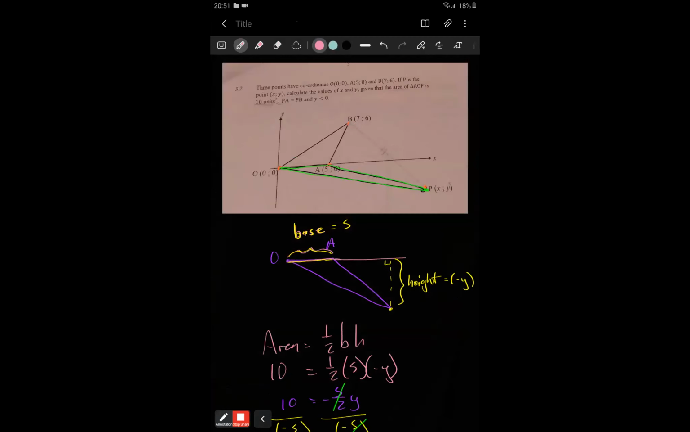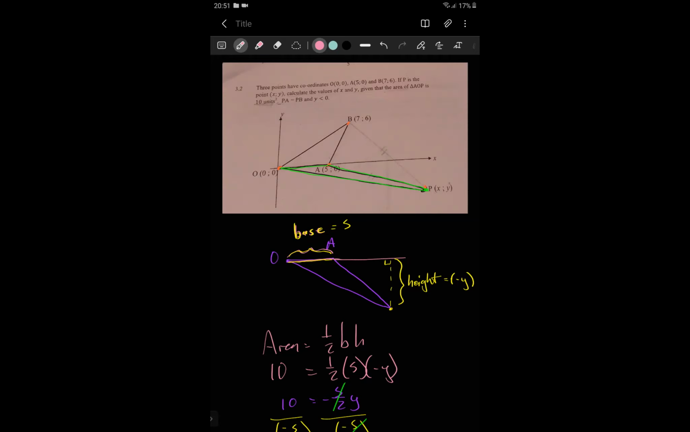So this is the idea with this question, right? It says here 3 points have coordinates: there's O, there's A, and there's B, right? This is the only thing that you're given. Now they told us that if P is a point there randomly, calculate the values of X and Y given that the area of AOP is 10 units squared. Then they also told us that PA is equal to PB. And then they said that Y is a negative number. You see, Y is smaller than 0.